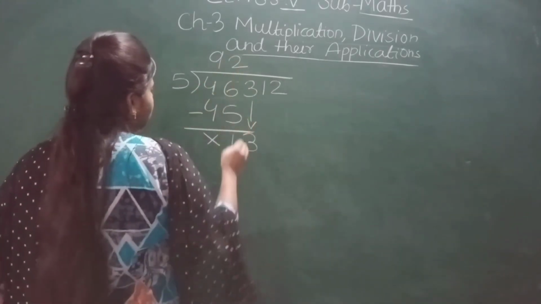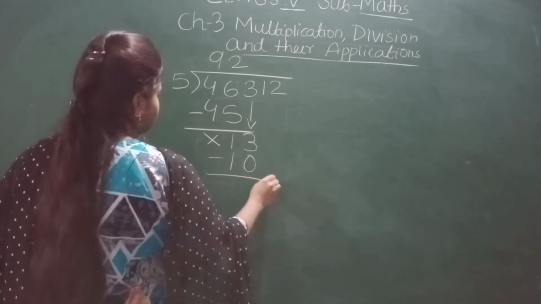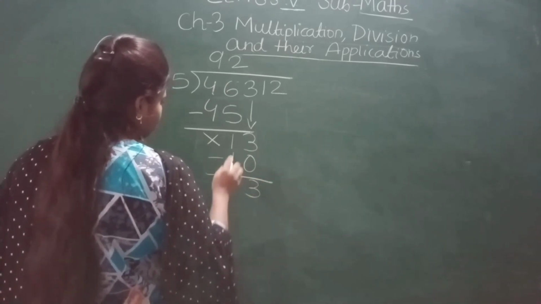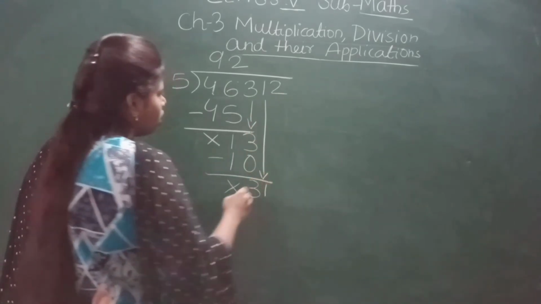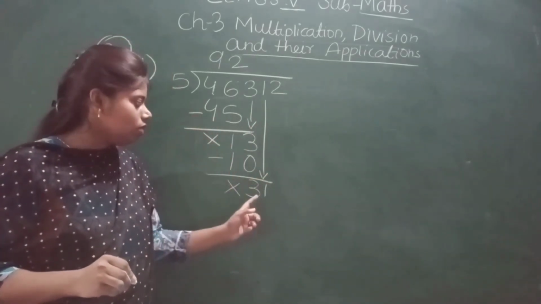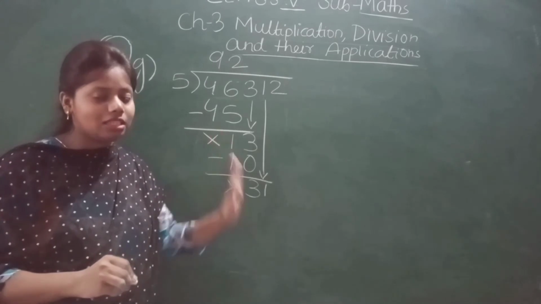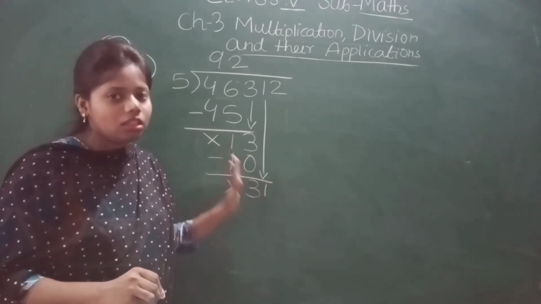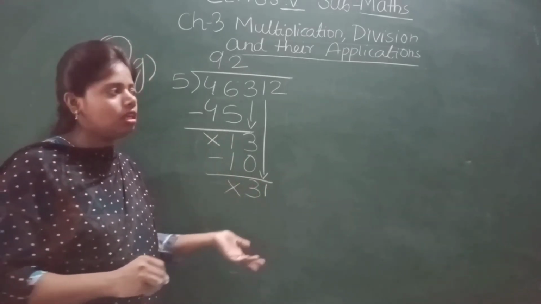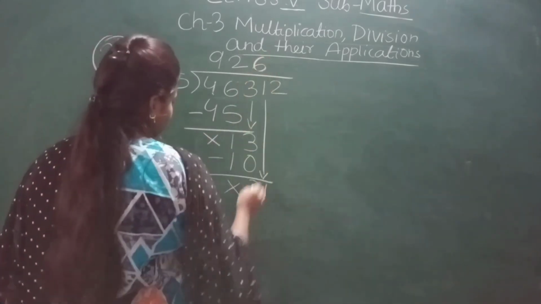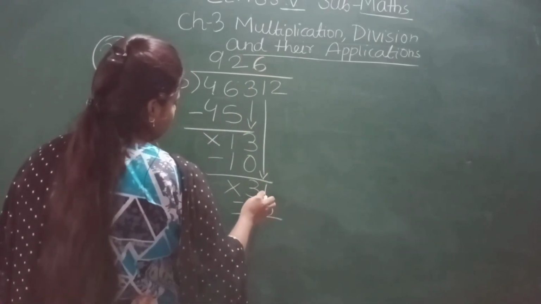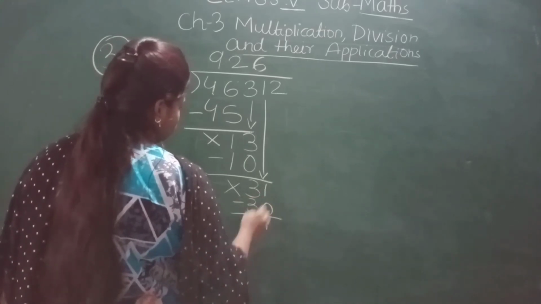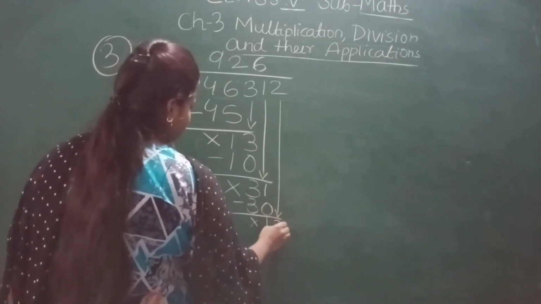5 2s are 10. Now let's subtract. 3 minus 0 is 3. 1 minus 1 is 0. We will put a cross. We will bring this 1 down. Now, does 31 come in the 5 table? No. But less than 31, there is 30. 5 6s are 30. Now we will subtract. 1 minus 0 is 1. 3 minus 3 is 0, cross.